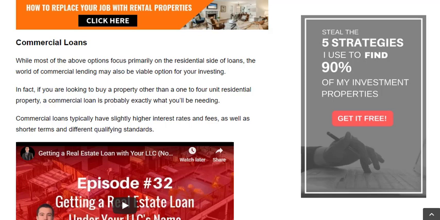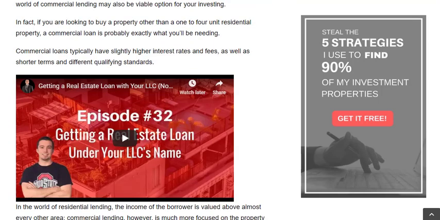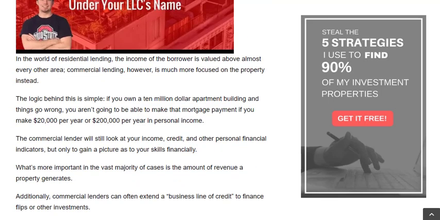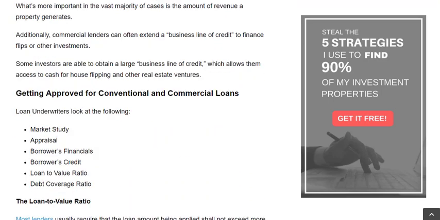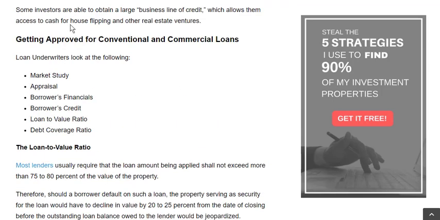Commercial loans, these typically have to do with office space, industrial. If you're dealing with apartment buildings where there's 5 or more units, that starts becoming in the ballpark of commercial loans. These typically have higher interest rates as well, so that's something to keep in mind. To get approved for conventional and commercial loans, underwriters are going to look at market studies. They're going to look at appraisals, how much the property appraises for. So an appraiser is going to go out and assess the property and come back to the bank with an appraised value. And then that's going to tell the bank approximately how much loan they're going to offer.